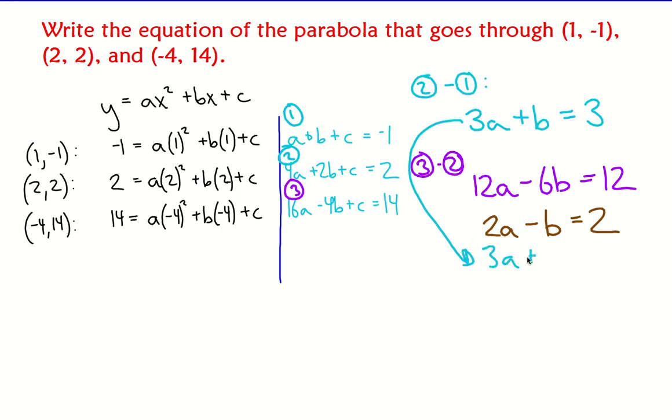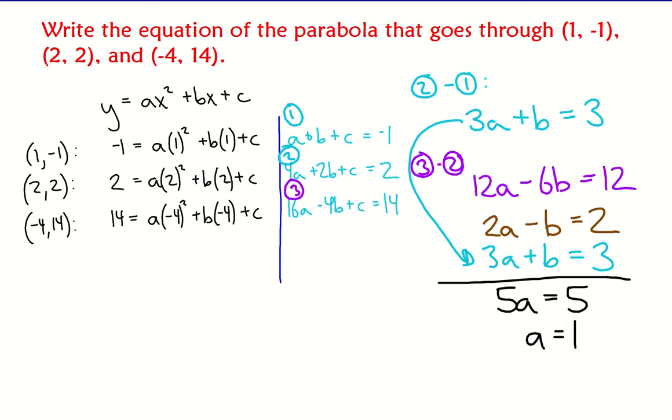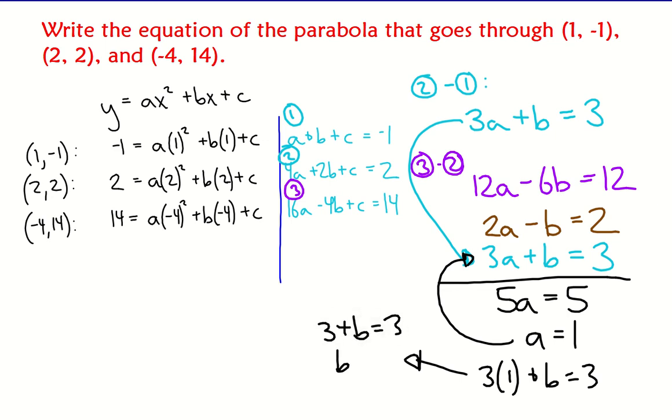So 3a plus b equals 3. Turns out I can just add those and the b's are going to cancel out. I would get 5a equals 5, so a is 1. Once I know that a is 1, I'm going to back substitute into whatever equation I want that only has a and b. So I'm going to go up and just put it back in the 3a plus b equals 3. That means that 3 times 1 plus b equals 3. So 3 plus b equals 3, which means b is actually going to be 0 in this case.